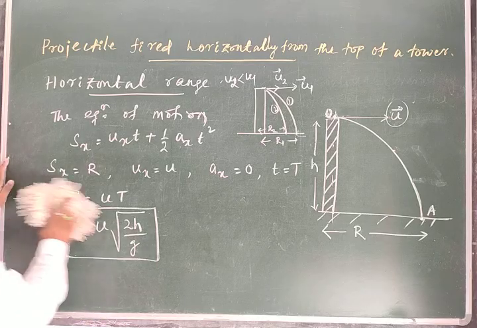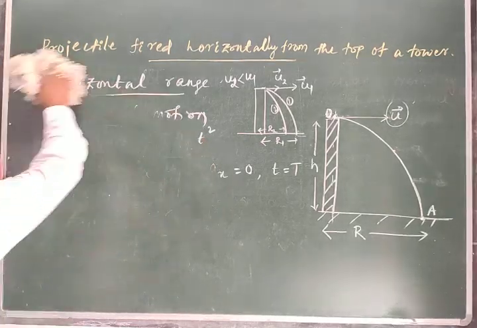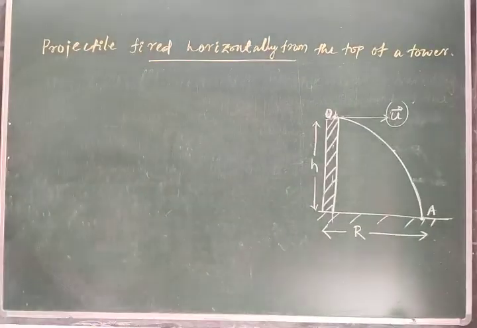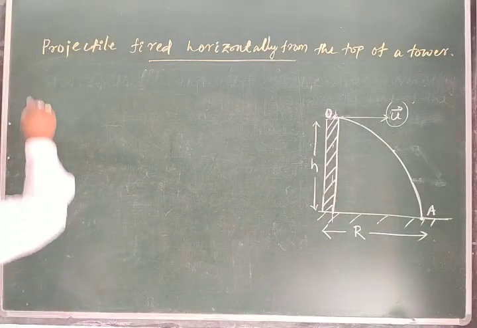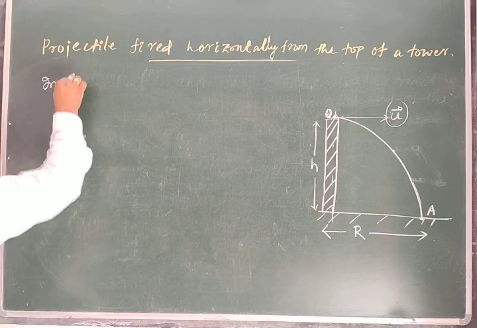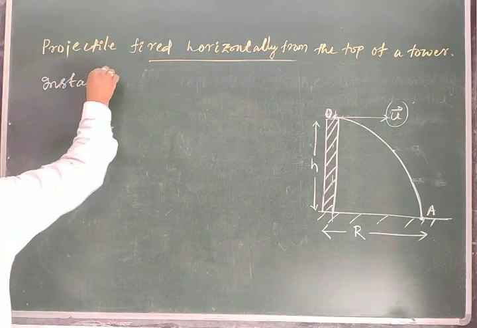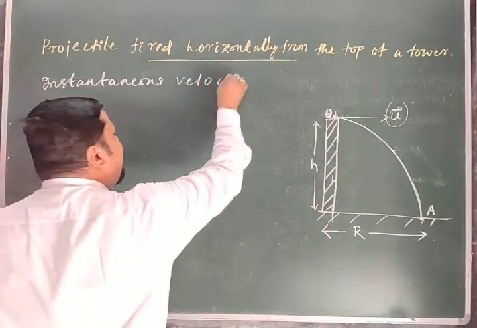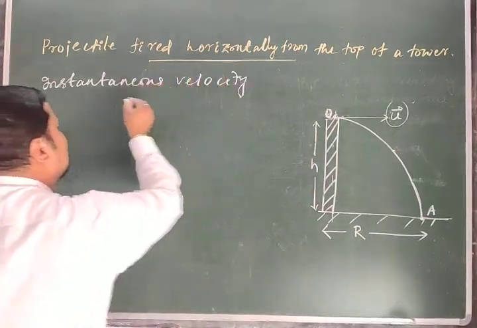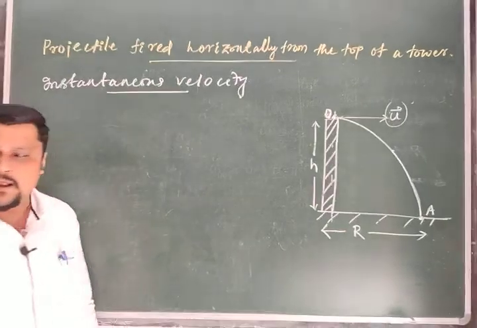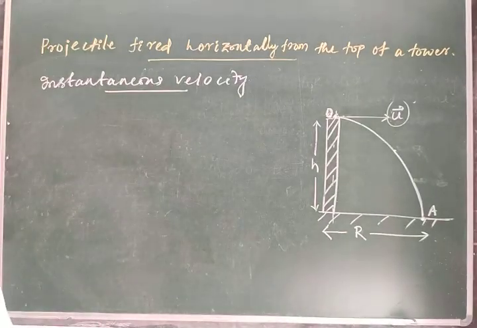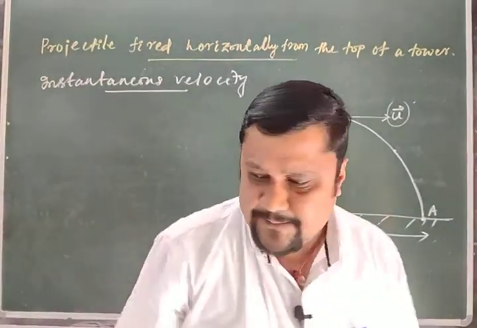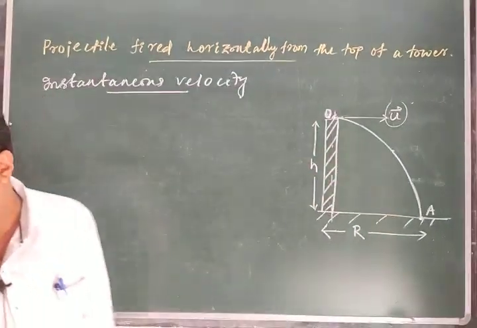Then we will find the instantaneous velocity. Instantaneous velocity means the resultant velocity at a point. What is the instantaneous velocity? It is the resultant velocity at an instant of time t.